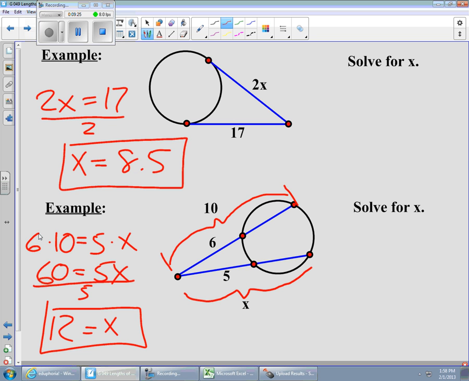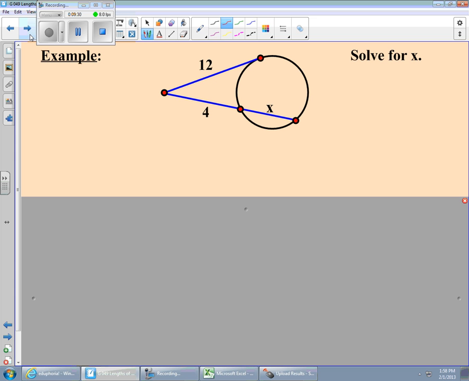Does anybody have any questions on these two that are up here? These are pretty straightforward. Let's look at this one.